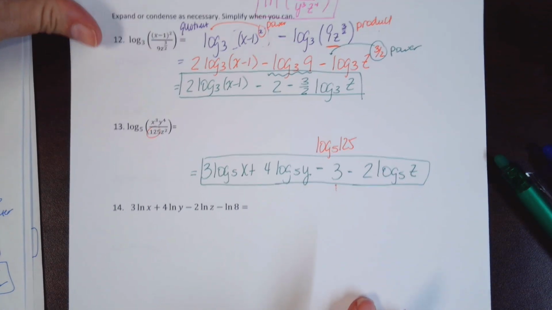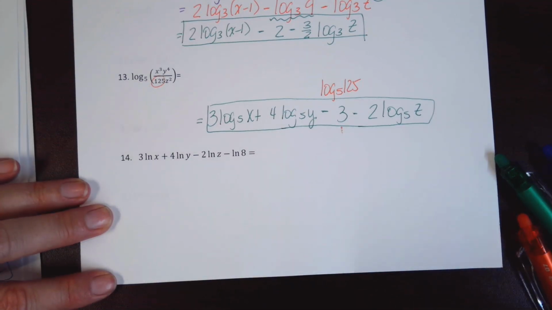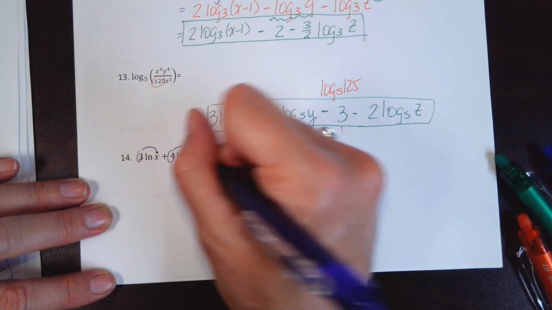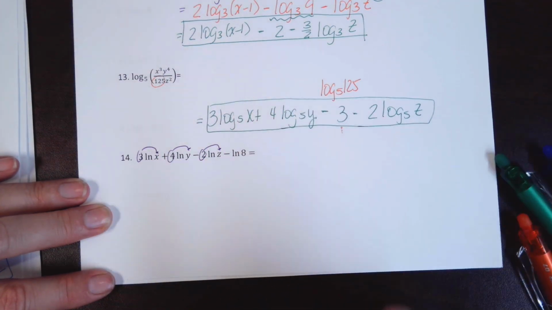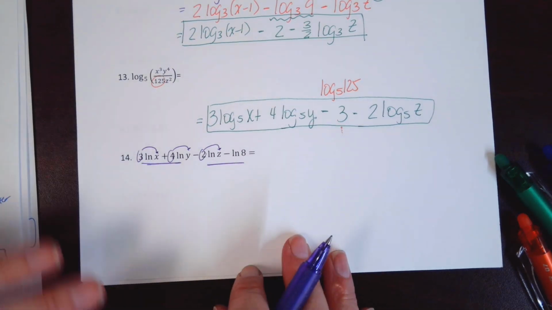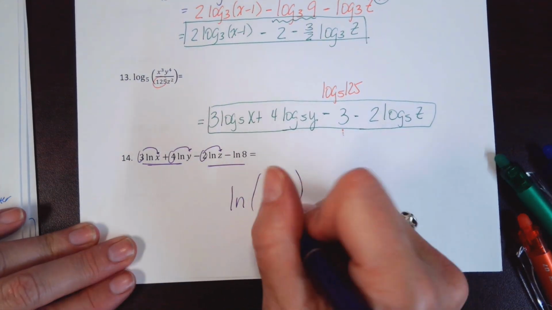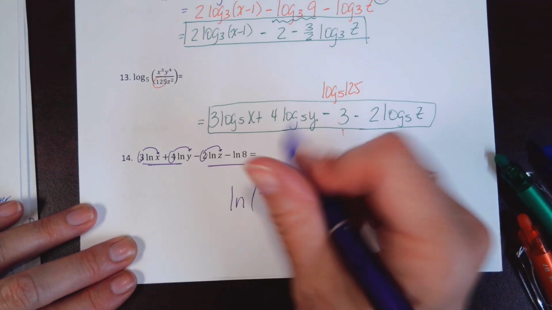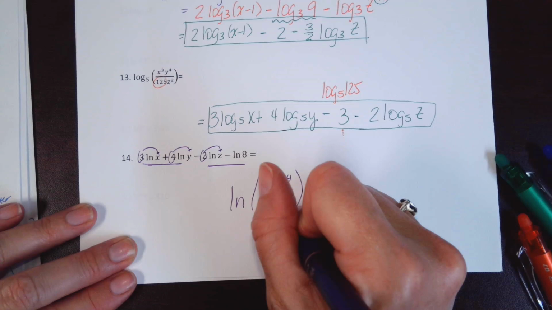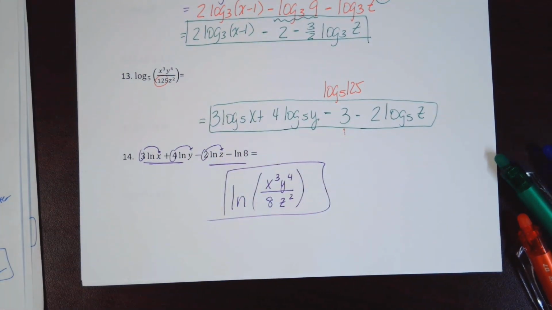Number 14, instead of expanding, we're condensing. It's a lot like numbers 10 and 11. So I encourage you again to pause, start by applying your power rule. Think about what goes in the numerator and what goes in the denominator. And that should be what you end up with.